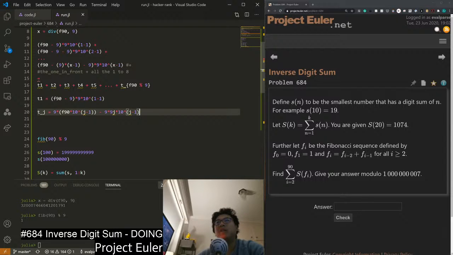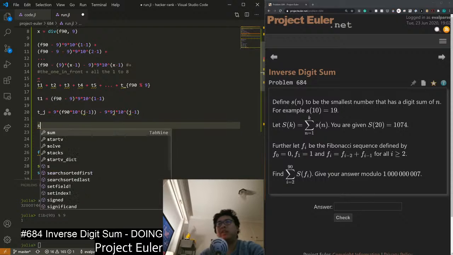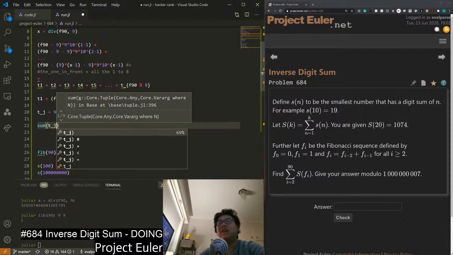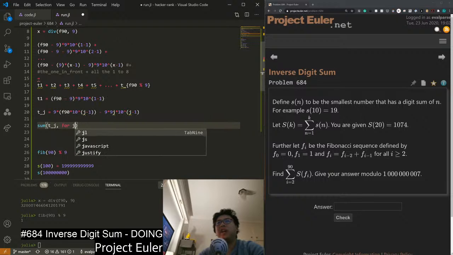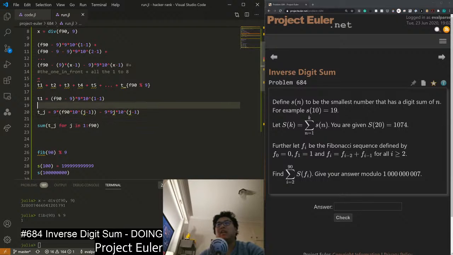Okay, so this one definitely has a closed form, meaning if I look at the sum of Tj for j from 1 to F90, this one definitely has a closed form, because that's just... yeah, that definitely has a closed form. Yeah, so F minus 9.